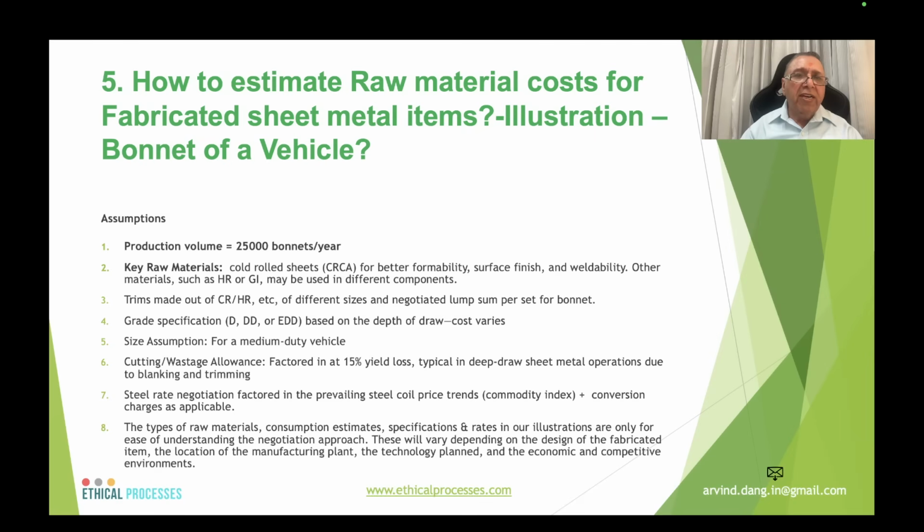Illustration: bonnet. Now let's assume that there are 25 bonnets to be negotiated per year. Then key raw materials are, as I shared, CRC sheet, HR sheet, etc. The size assumption is for a medium duty vehicle, and the cutting wastage allowance assumed is 15% yield loss. Steel rate negotiation is to be based on the prevailing rate of the steel coils and conversion charges applicable, and the type of raw material consumption estimates are our assumptions only for the negotiation approach, and this can vary certainly.